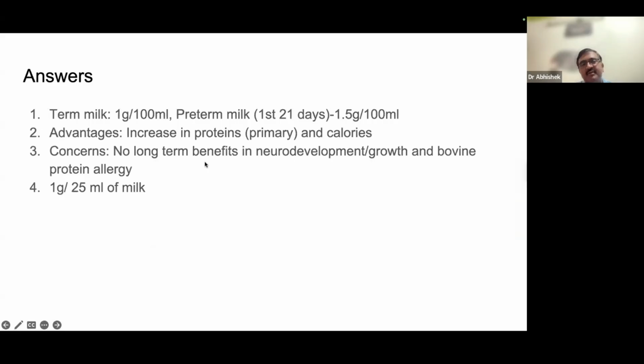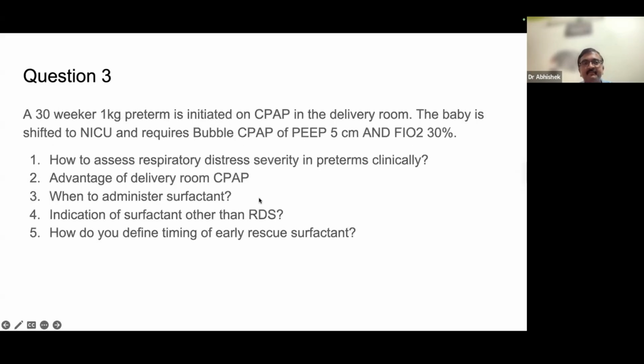So the answers for you: term milk contains 1 gram per 100 ml. Preterm milk, we define in the first 21 days as preterm milk. It contains anywhere between 1.4 to 1.5 gram. The purpose of adding HMF is to increase proteins and calories. The concern is there are no long-term benefits in neurodevelopment or growth. Concern is also protein allergy. Typically, we add 1 gram per 25 ml. Okay. Let's move to the next question.